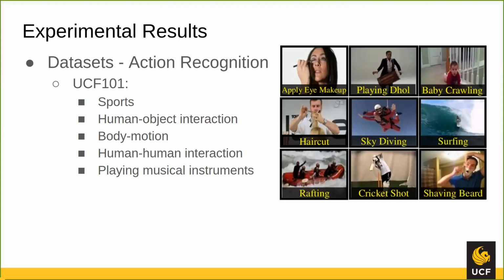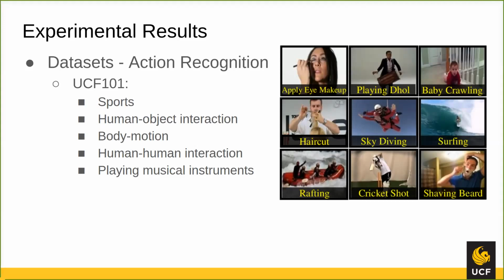There was the UCF 101, which I think everyone here should be familiar with, but the actions are broken up between sports, human object interaction, body motion, human-human interaction, and then playing musical instruments. And so you can see why this has a relatively high scene bias when you see the actions, especially the sports, because intuitively a lot of that bias comes from the fact that a lot of the sports are going to be done in sports fields.